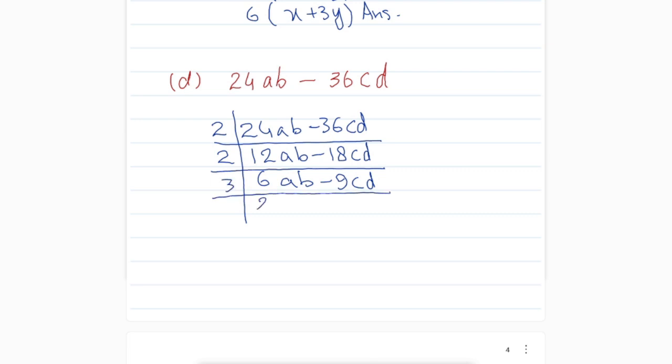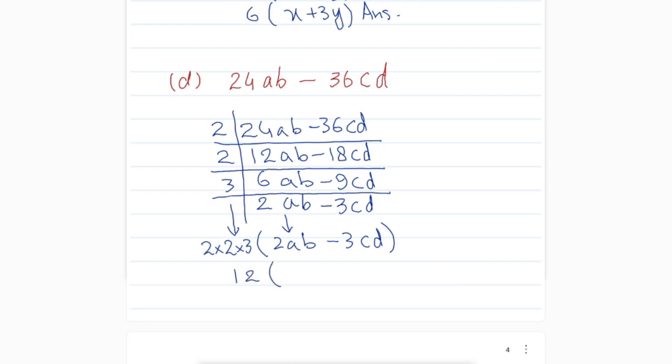So 3 2s are 6, ab, minus 3 3s are 9, cd. So no more common divisor is there. So that's why we'll be writing 2 times 2 times 3, and in the bracket, this will be 2ab minus 3cd. Or after multiplication, we'll get it as 12, and in the bracket 2ab minus 3cd. And this is your complete factorization, which is your answer.